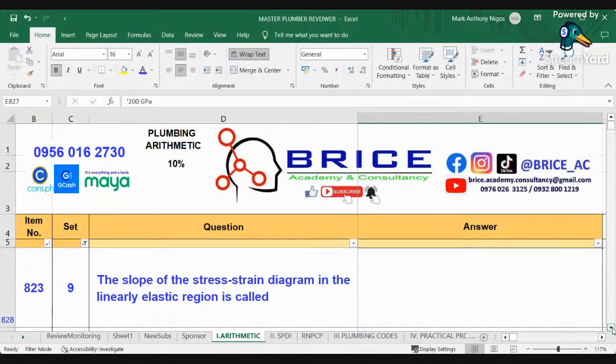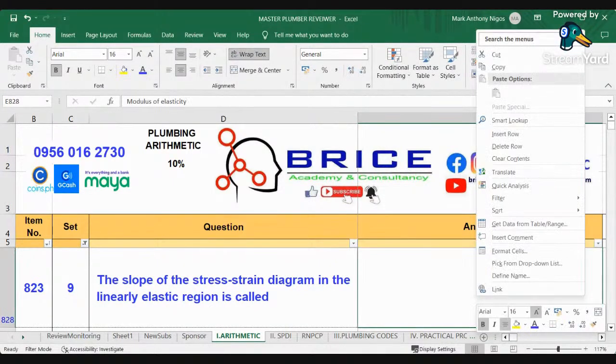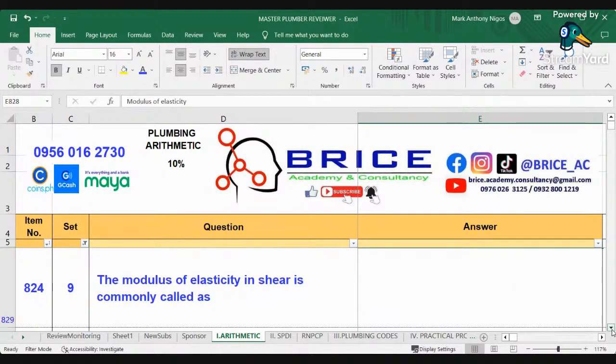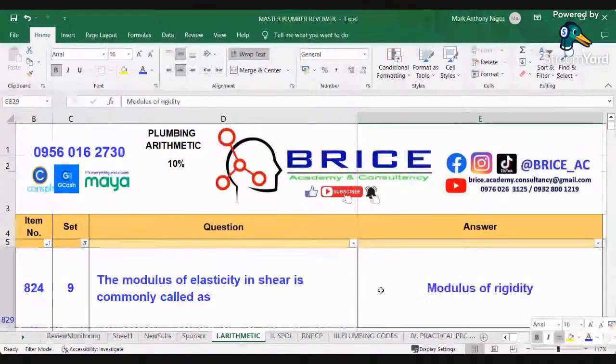823. The slope of stress strain diagram in the linearly elastic region is called, the answer is modulus of elasticity. Slope of the stress strain diagram in the linearly elastic region is called modulus of elasticity. 824. The modulus of elasticity in shear is commonly called as what? The answer is modulus of rigidity.